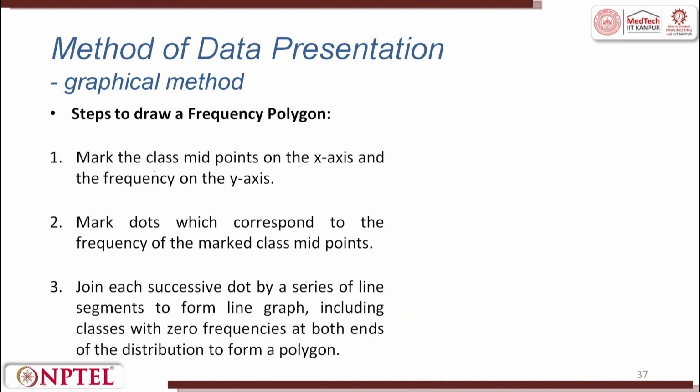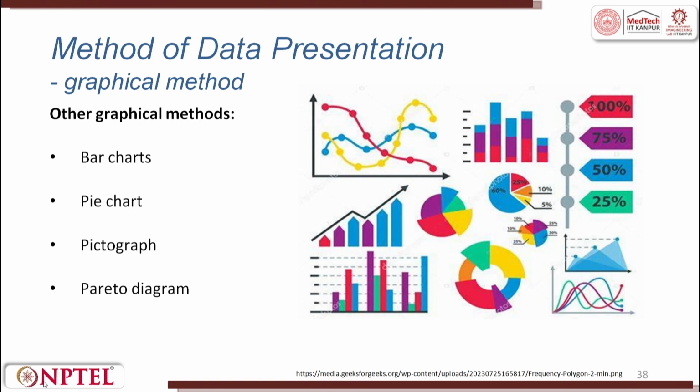The steps are, we mark the midpoints on the x-axis and the frequency on the y-axis, mark dots which correspond to the frequency of the class at the midpoints, and join each successive dot by a series of line segments to form a line graph, including classes with 0 frequencies at both ends of the distribution. This is what I did to develop a polygon from a histogram. There could be many other charts.